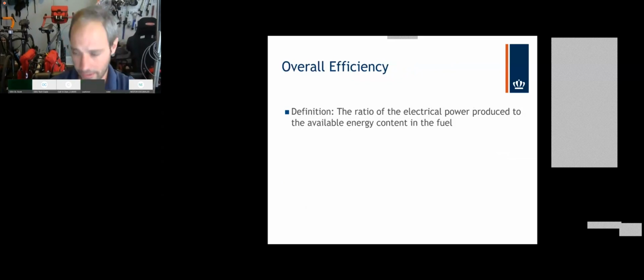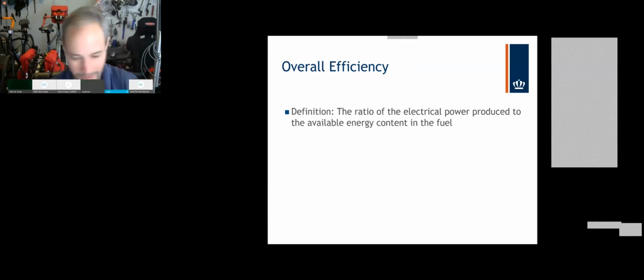Let's see. Overall efficiency. This is just the beginning to the end. So the ratio of electric power produced to the available energy content in the fuel. Like I said, in our lab, it's going to be 0.33% or 0.3%. It's very, very small. And I said the wrong number before. If it's 0.3% efficient, 99.7% of it is wasted, huh?